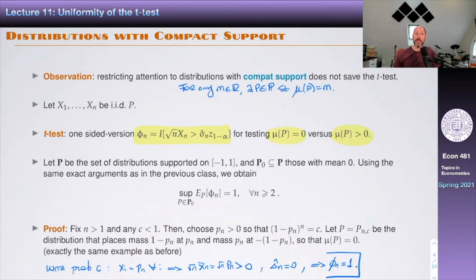So with probability at least c, the t-test rejects. And then look at this example. It's just a distribution with support on [-1, 1]. So we don't need, in essence, another example to prove this statement that I have in this line. This example works as it is because it was already a distribution supported on this particular interval, [-1, 1].